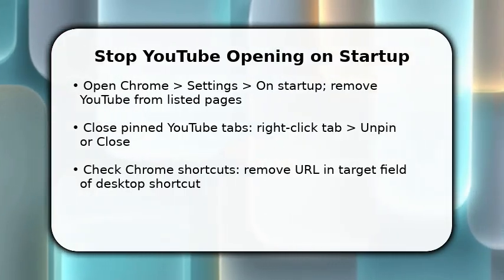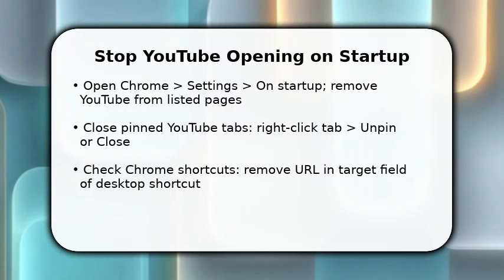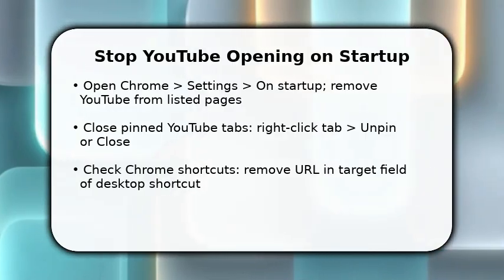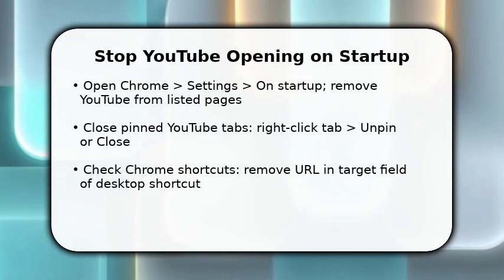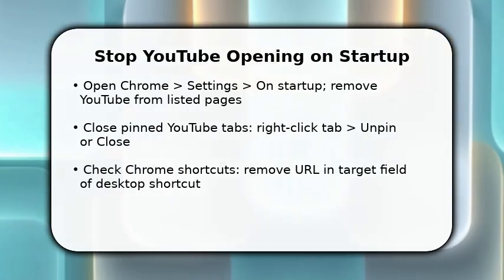Also check the desktop shortcut. Right-click the Chrome shortcut, Properties, Target, and remove any YouTube URL. Once done, relaunch Chrome to confirm it no longer opens YouTube on startup. This stops the most immediate reopen triggers.